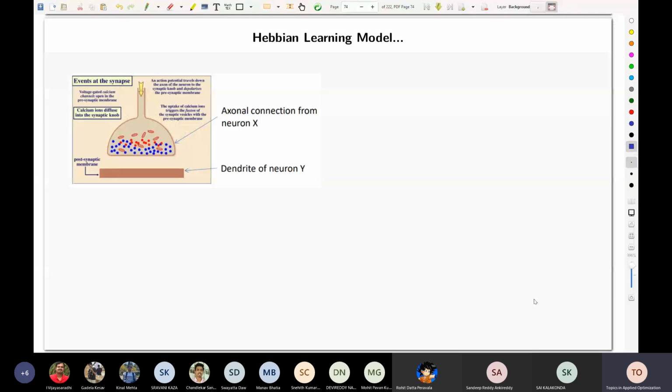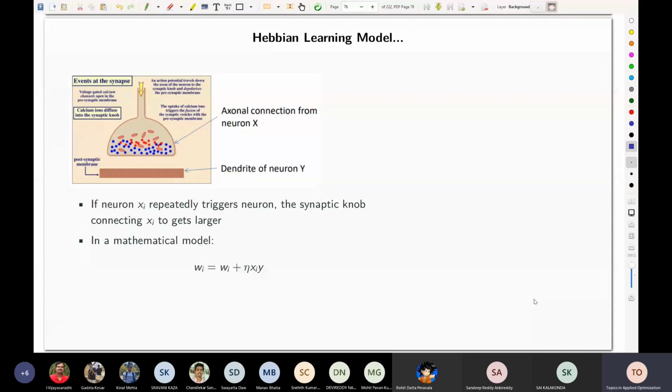In the Hebbian learning model, we have some top level view, but from the maths point of view, if neuron xi repeatedly triggers a neuron, the synaptic knob connecting to xi gets larger.